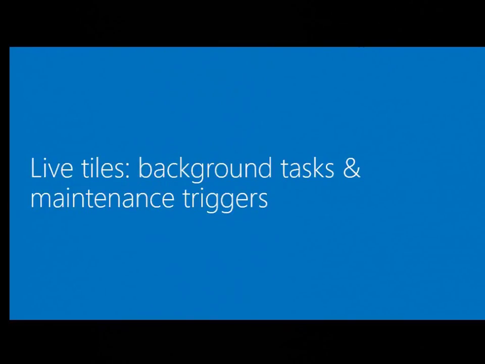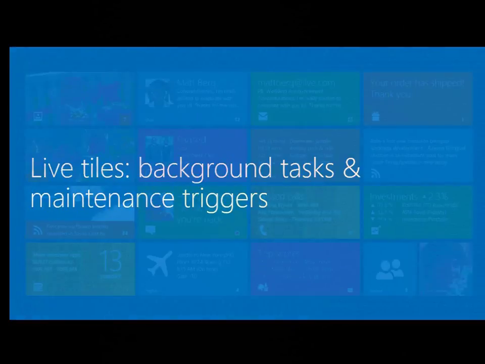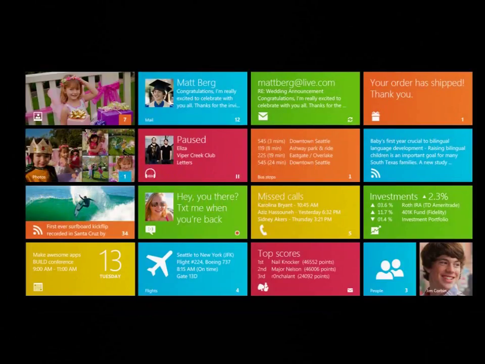This session is about live tiles, and afterwards using background tasks and a maintenance trigger to update your live tile. So most of you have probably already seen these live tiles. It's a great way to make your application feel more alive. So typically you see this in the photo app. A news app is also a good example of where a live tile might come in handy. Your news app tile gets updated with the most recent news.